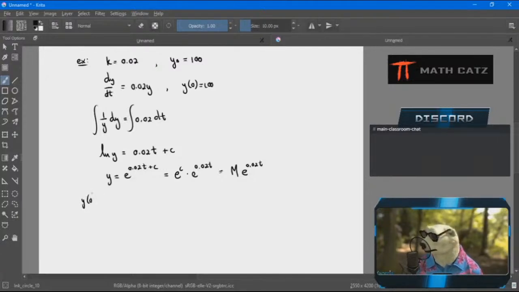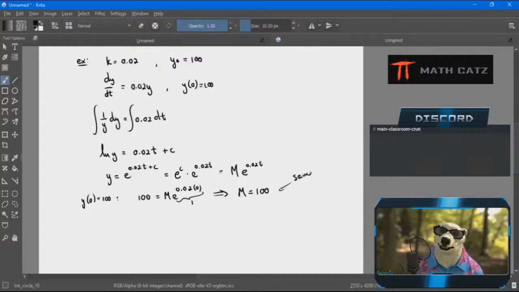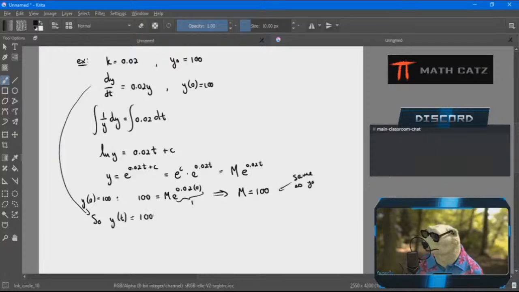Then I can use the fact that at time 0, I have 100 individuals, so when y is 100, time t is 0. And so e to the 0 is 1, and that leads me to this integration constant being 100, which is the same as my initial population size. So my function, which is the solution to the differential equation, is y as a function of time: initial population size times e to the 0.02 growth constant times t.